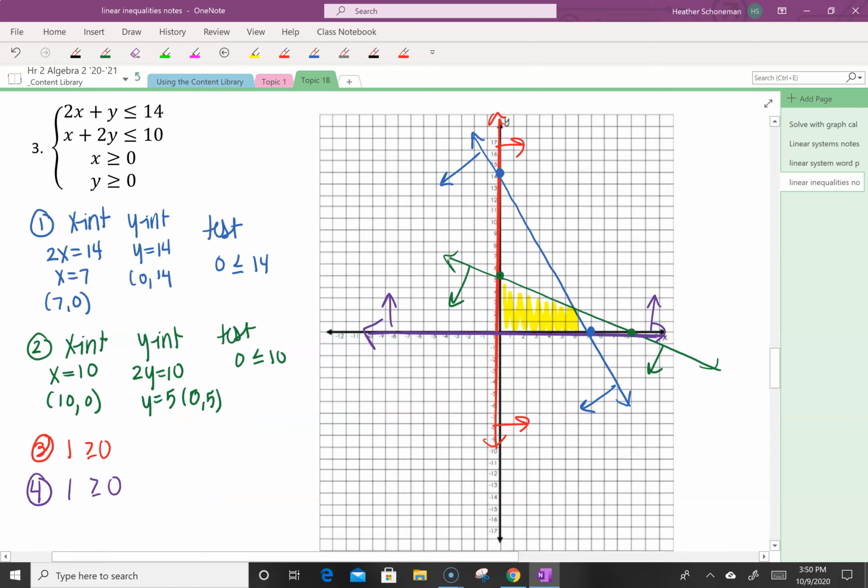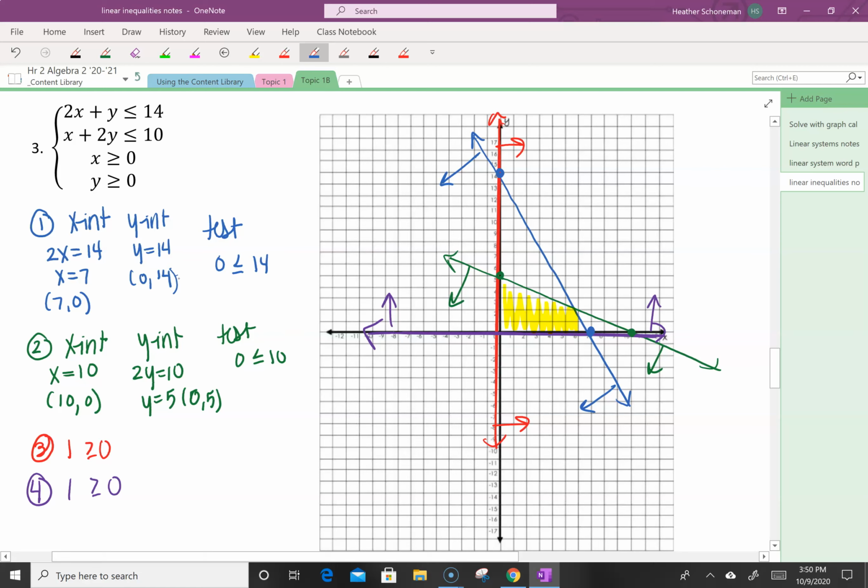On number 3, that first equation is in standard form. So I had to find the x-intercept and the y-intercept. The x-intercept is when y equals 0, so I solved and got x equals 7. The y-intercept is when x equals 0, so I solved and got y equals 14. Then I plotted those 2 points and connected the dots. Did the same thing for equation 2.